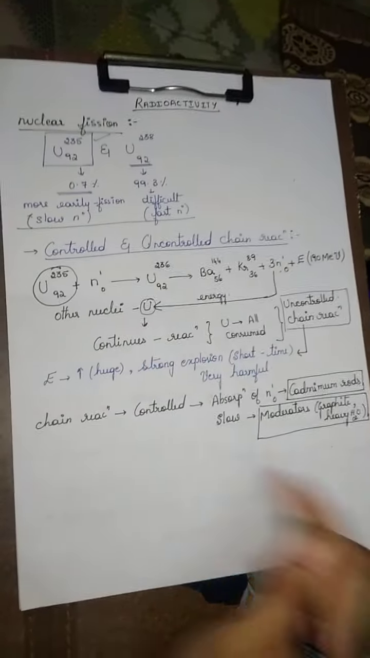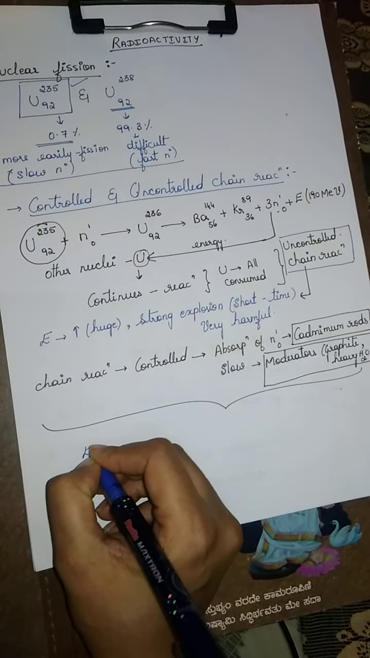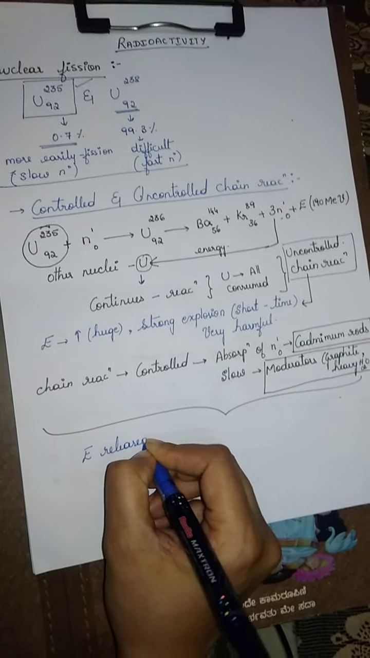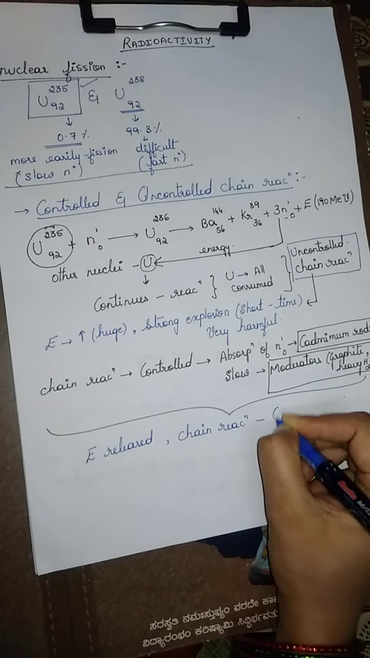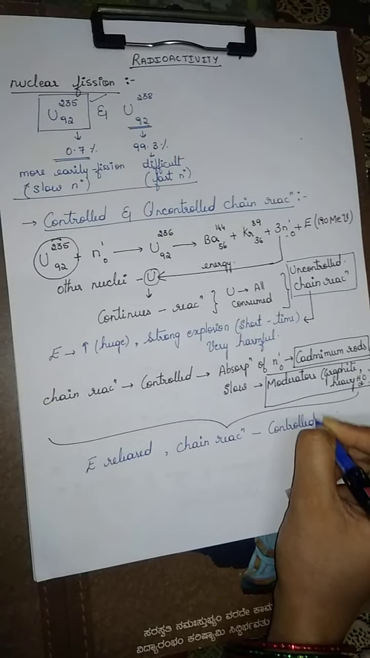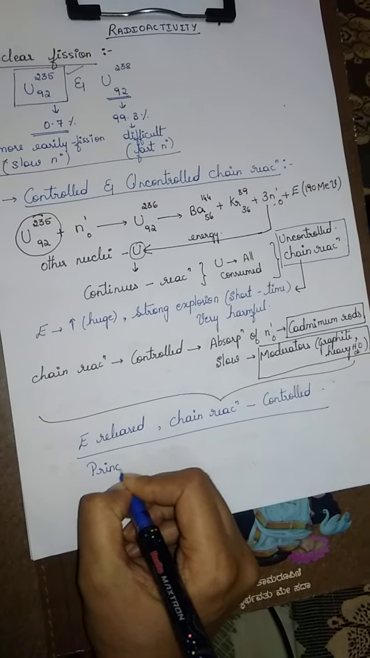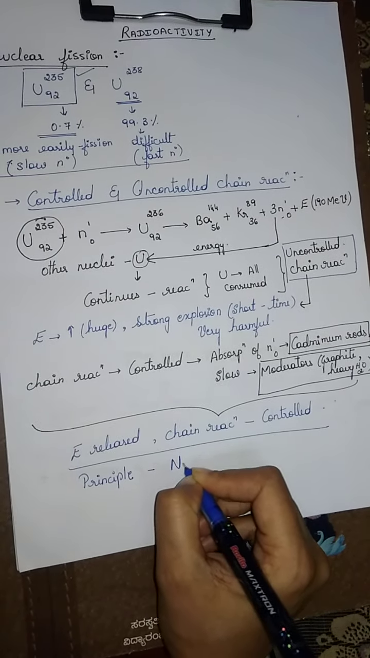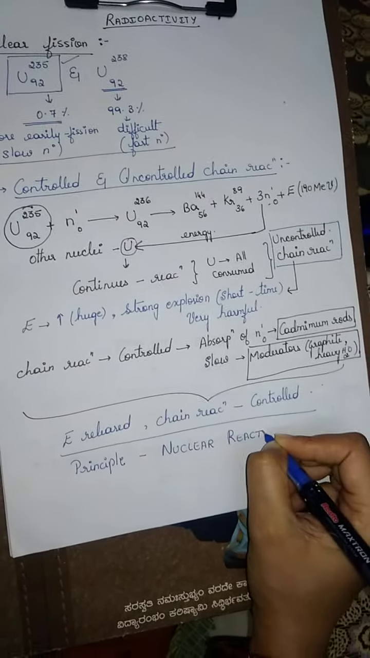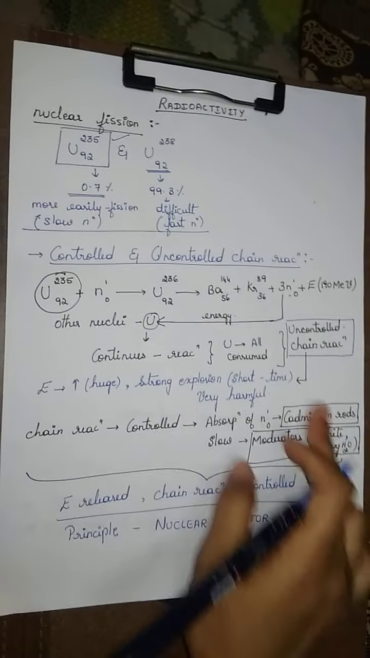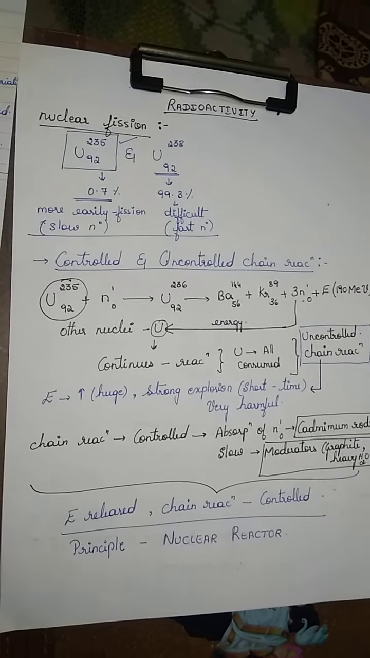So here the energy will be released, but the chain reaction will be controlled. This is the principle that is used in the nuclear reactor, and the nuclear reactor is used in a nuclear power plant.